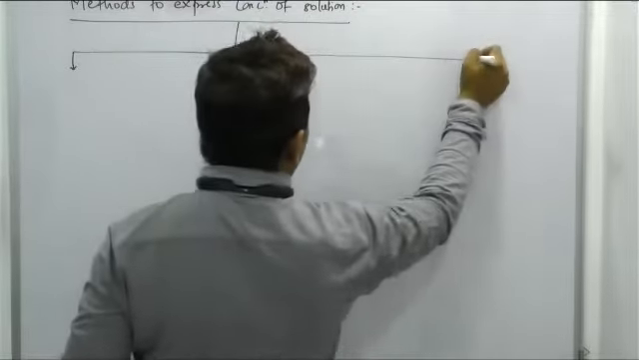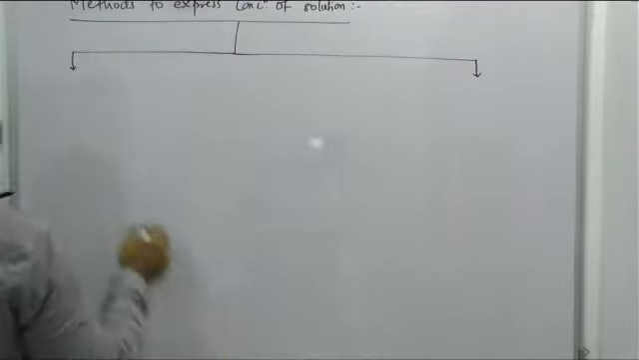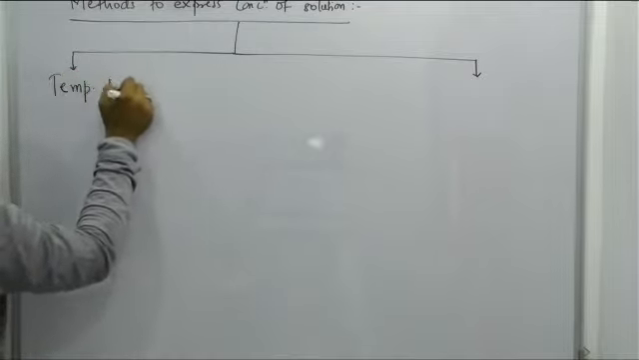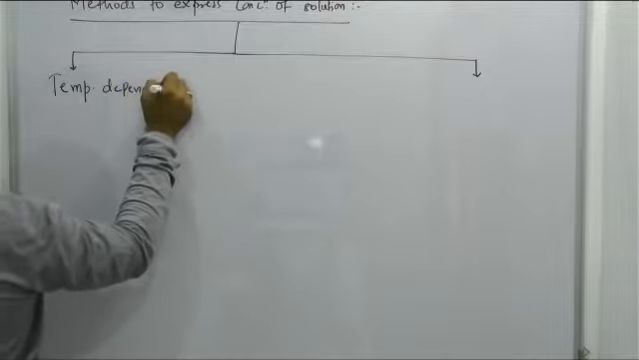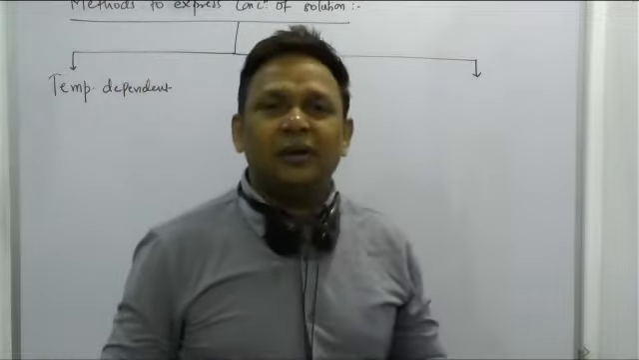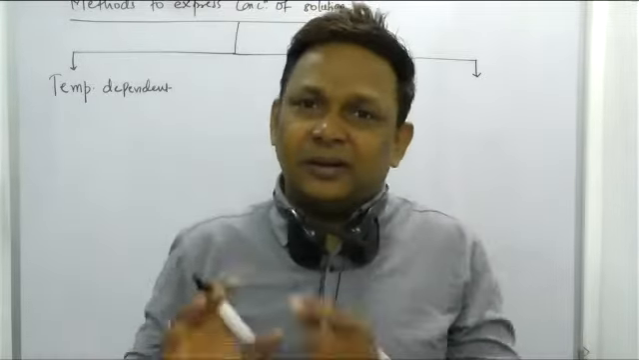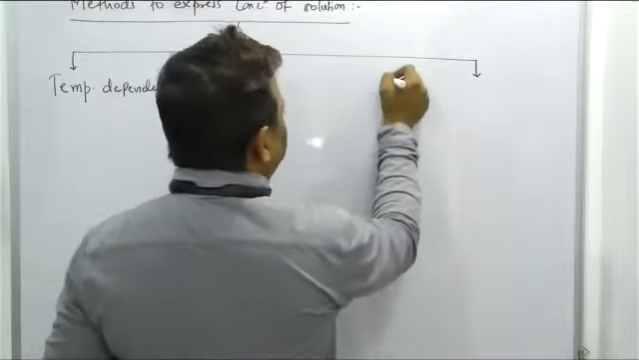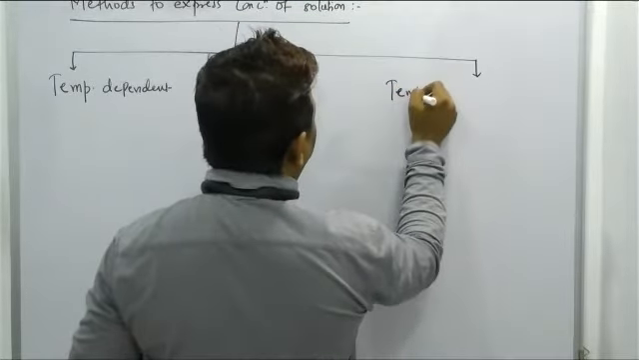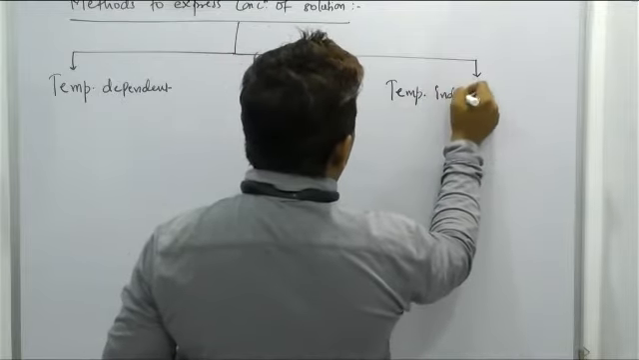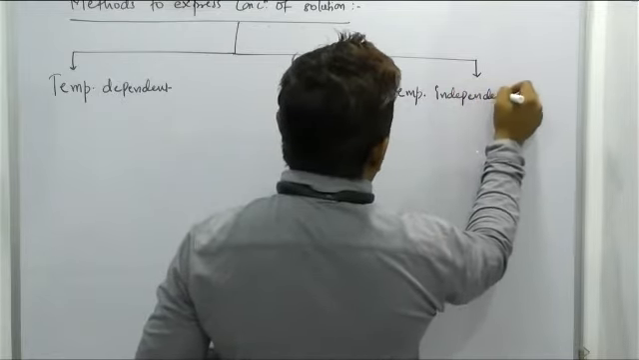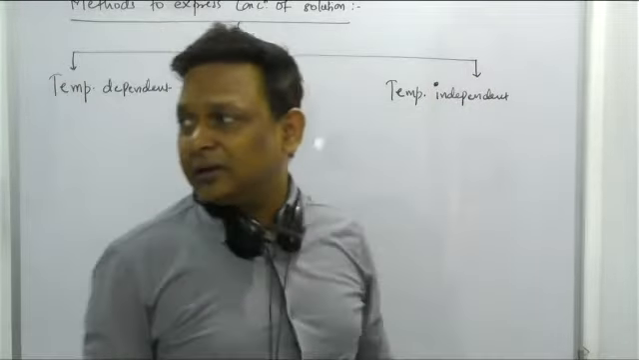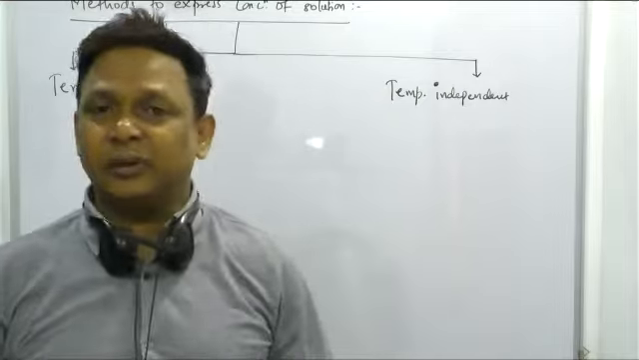But here, these methods which express the concentration of solution will be divided into two parts. What is that? One will be temperature dependent. Temperature dependent means by changing the temperature, that particular concentration term changes. And the other will be temperature independent. That means by changing the temperature, that term does not change. That term will be as it is.